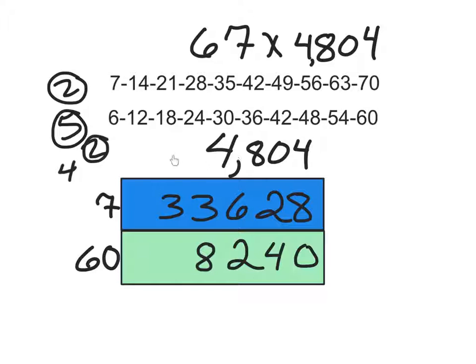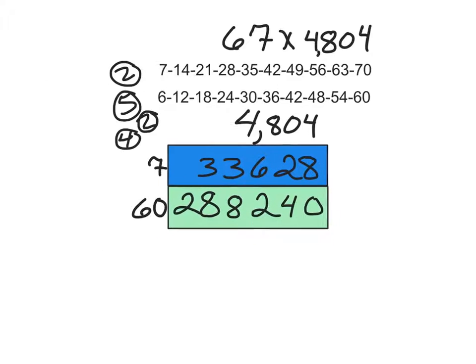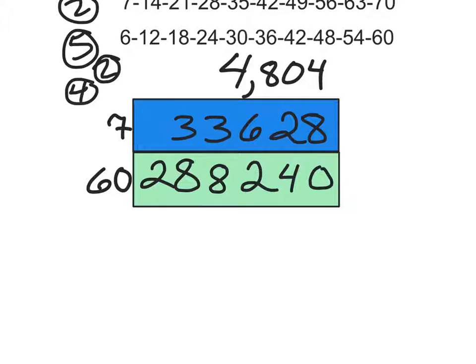6 times 4 gives you 24. Plus this 4 here will give you 28. Drop the 8 and the 2, and now you are all done with your multiplication. All you have to do is add these bad boys up, and then you will have your final product for this problem. Let's do that right now.